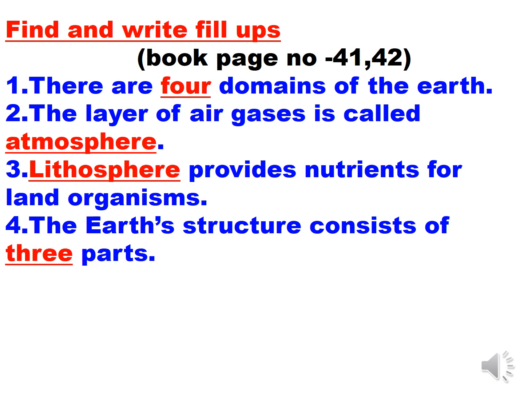Okay, children? In the previous day class homework, there are 4 domains of the earth. Then the layer of the air gases is called atmosphere. Then third one, lithosphere provides nutrients for land organisms. Then fourth one, the earth structure consists of 3 parts: crust, mantle and core. Have you written correctly? Okay, very good.